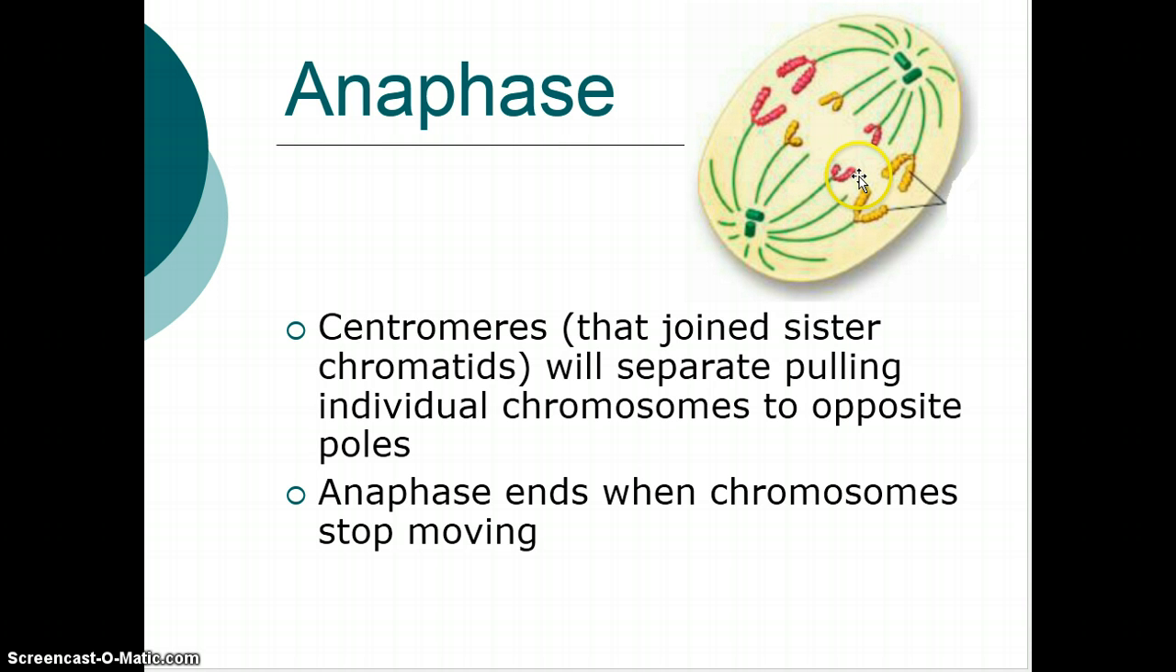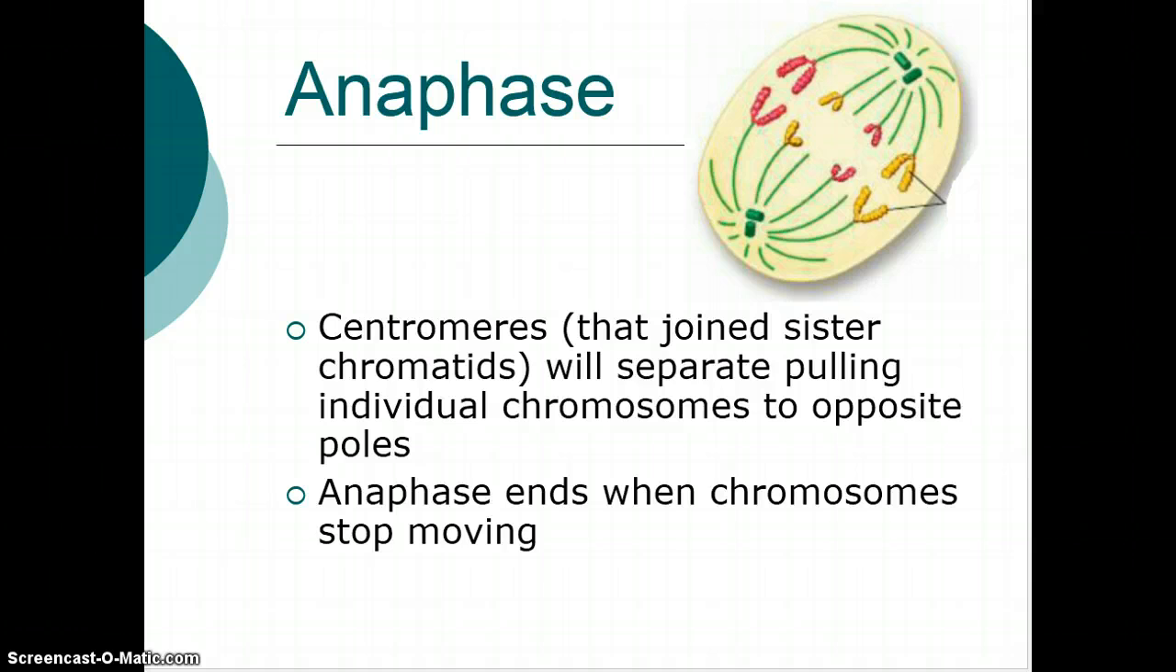So the sister chromatids split and separate into individual chromosomes at each pole during anaphase. So the key point of anaphase is that during anaphase, the chromosomes separate. They move along the spindle fibers to the opposite ends of the cell.